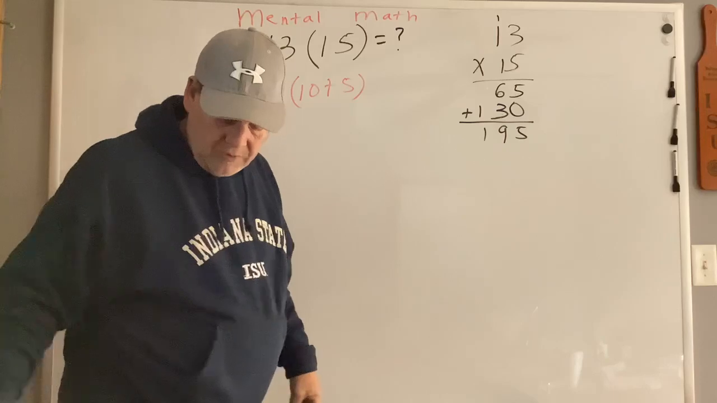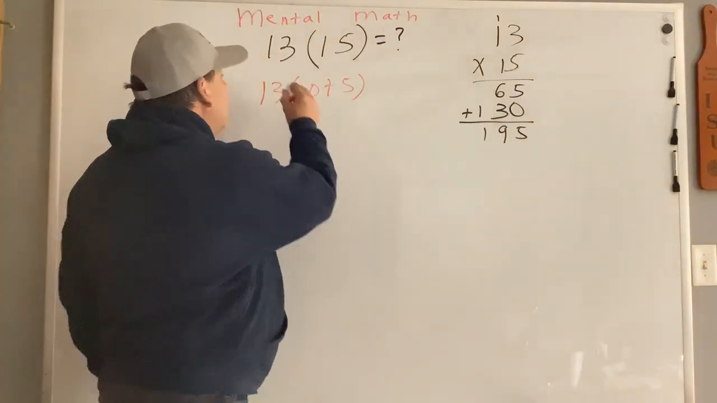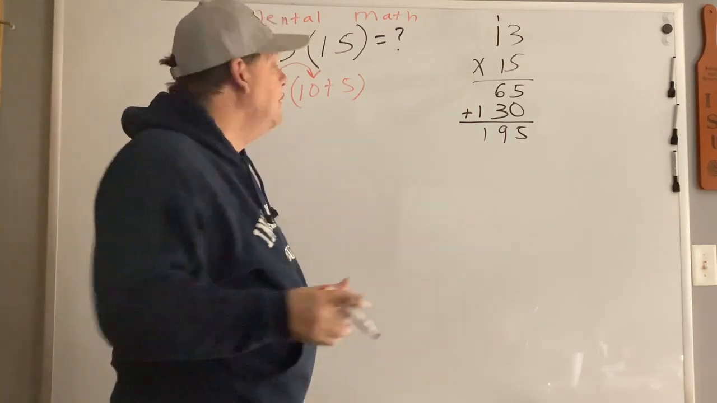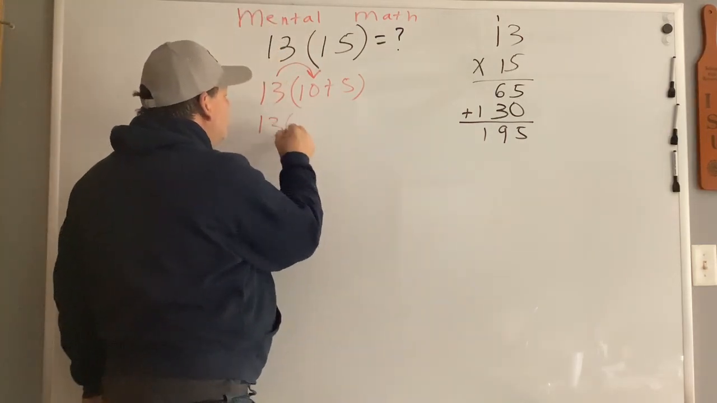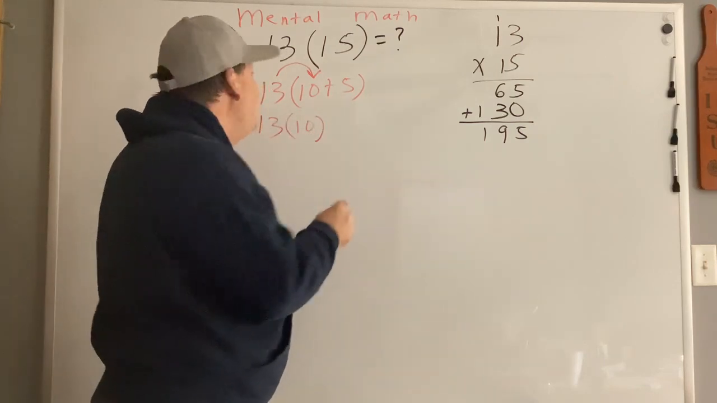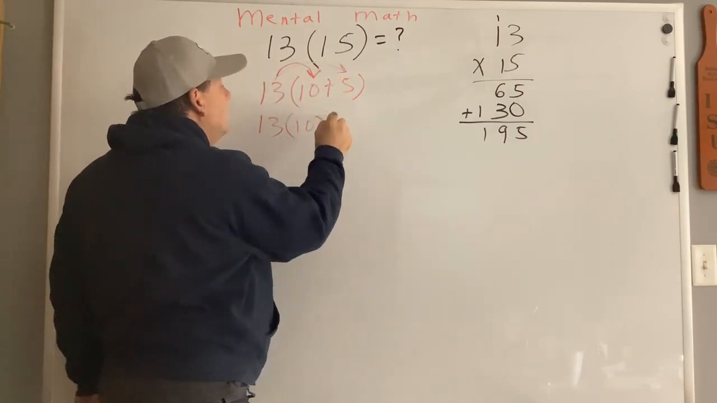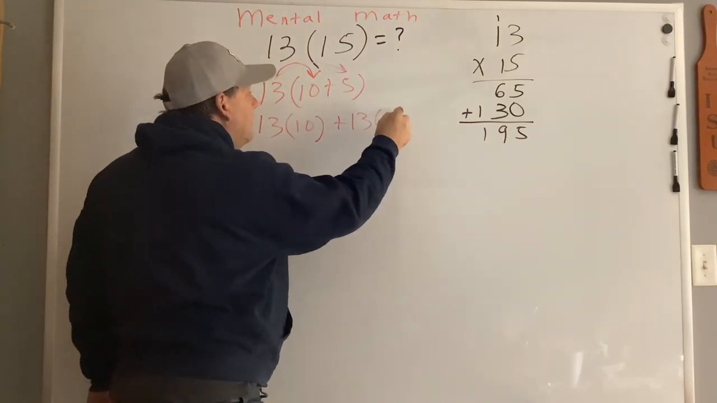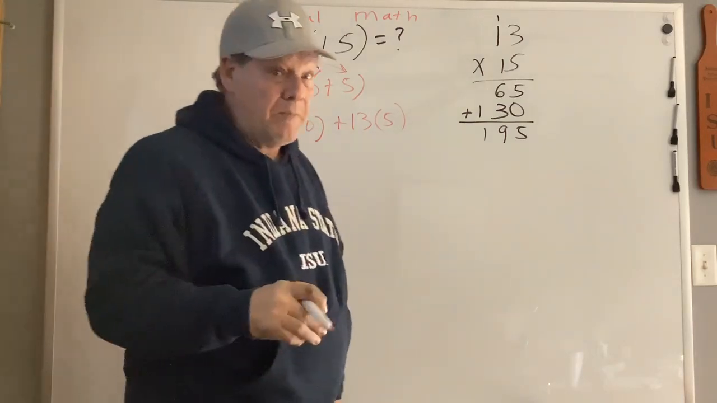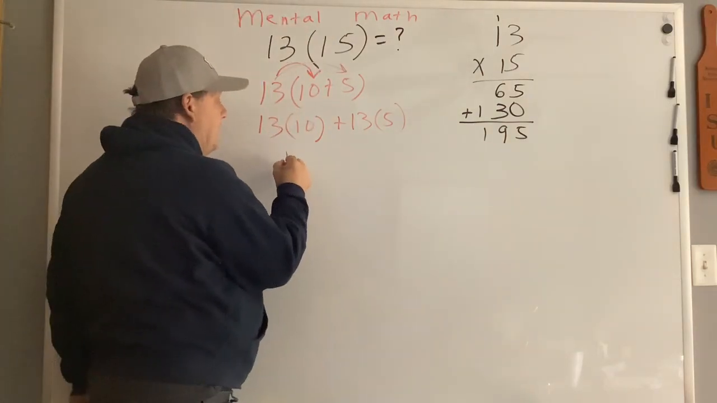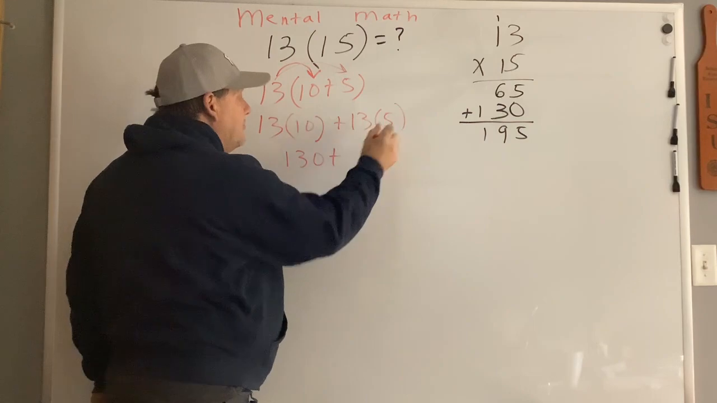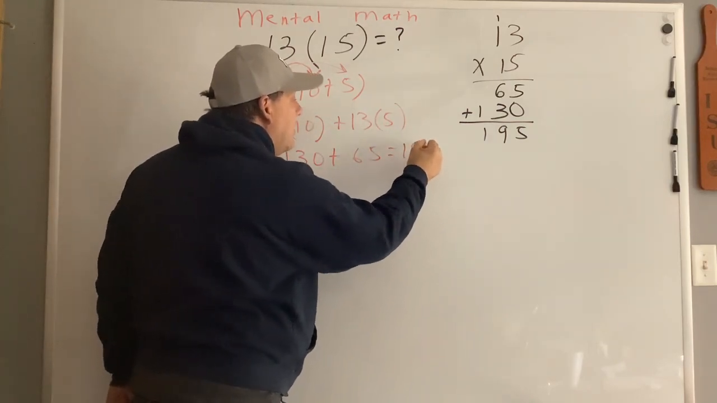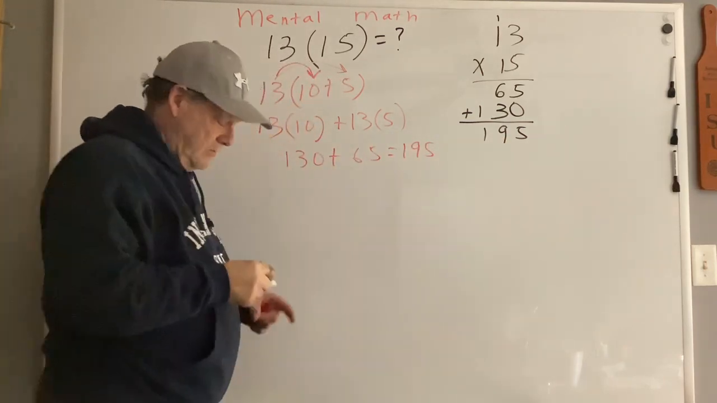So I use the distributive property, which means I take that number in the front, 13 times the 10, and then I take the number in the front. We're going to add, because we have addition here, 13 times 5. And then I'm going to have to use the order of operations to solve this. 13 times 10 is 130. 13 times 5 is 65. And when I add it together, what do you know? I get the same answer.